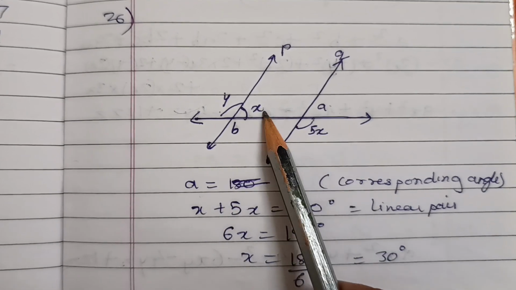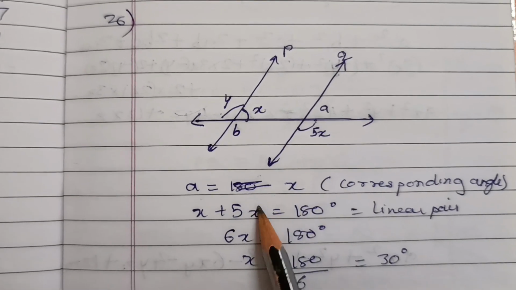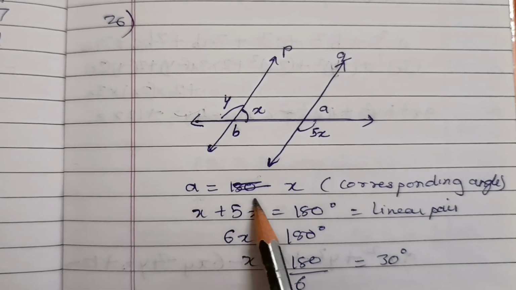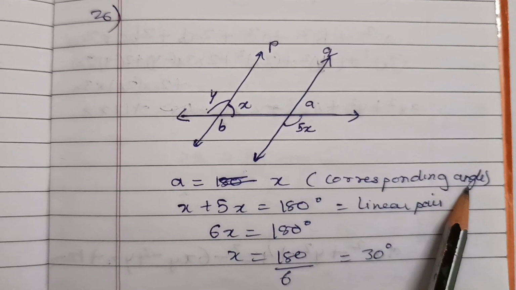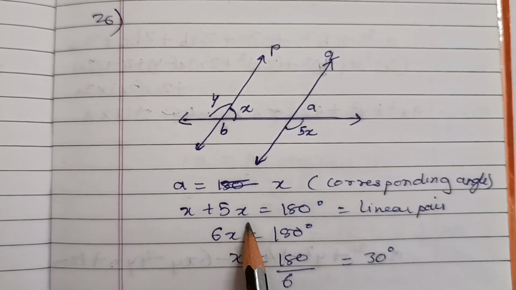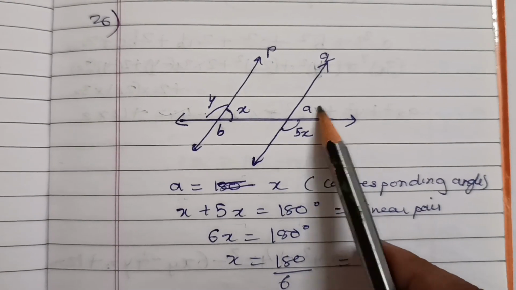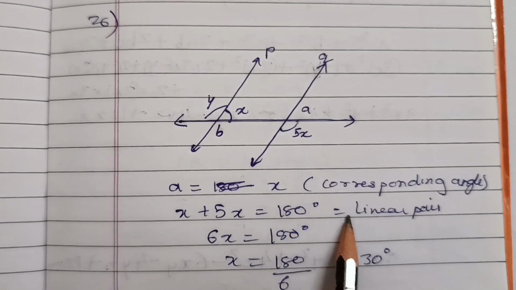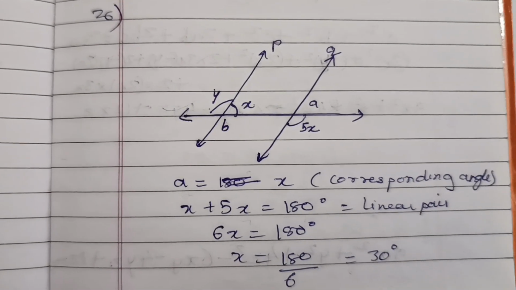So angle A is equal to angle X, as these two are parallel to each other, and this is a transversal. Angle A is equal to angle X because they are corresponding angles. So this is x, so A is also x. So x plus 5x is 180 degree. So x is equal to 30 degree.